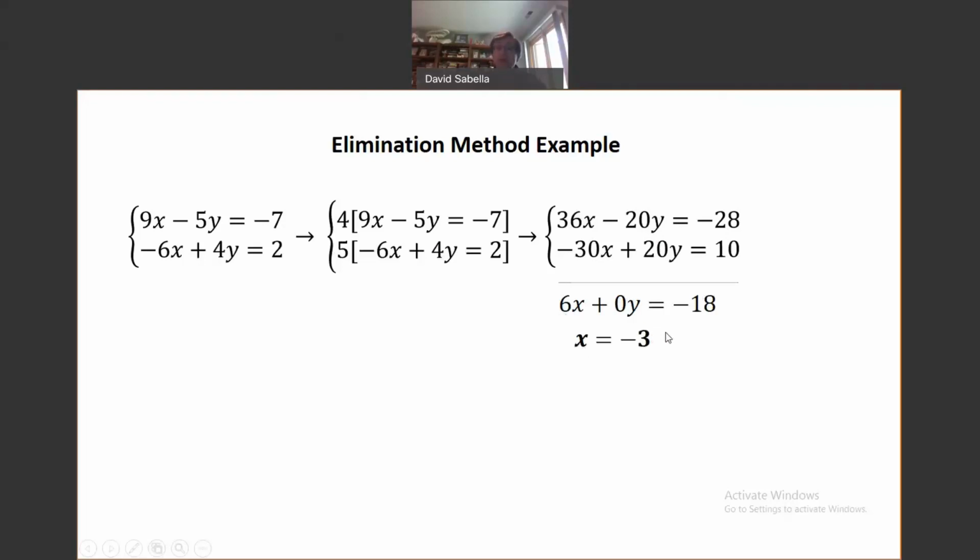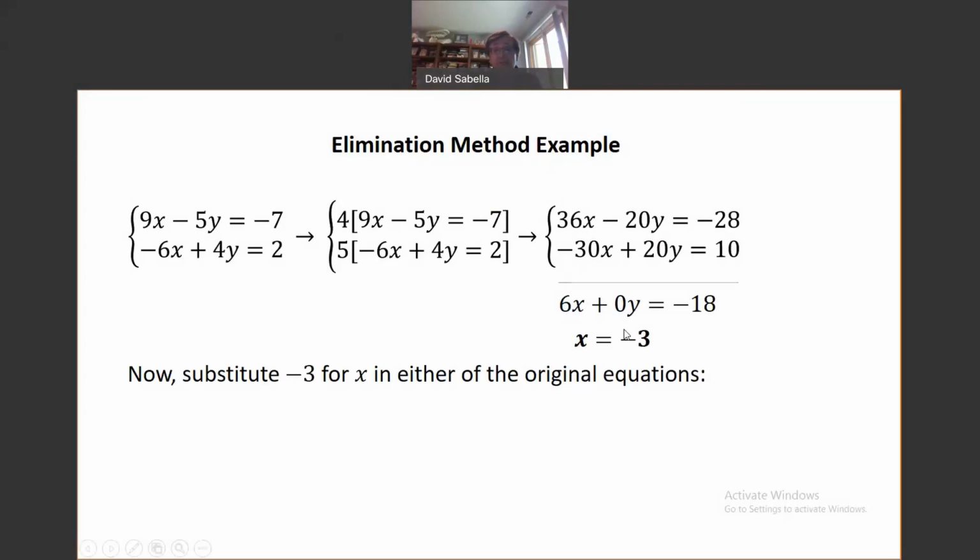Okay? Then we do the same thing that we did in the substitution method. We plug negative 3 in for x in either of the original equations. This is where it's important to mention, make sure you use the original equations, because if you use one of these, but you made a mistake when you were multiplying, then you won't catch your mistake. You'll think it's the right answer. That's not a mistake you want to make.